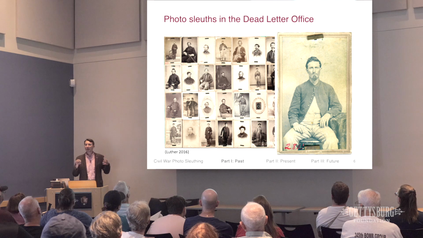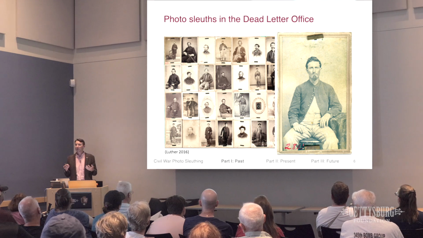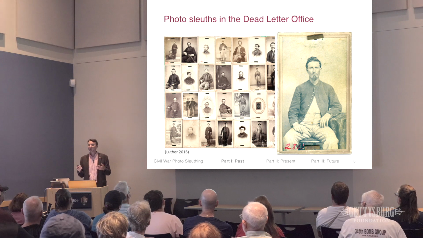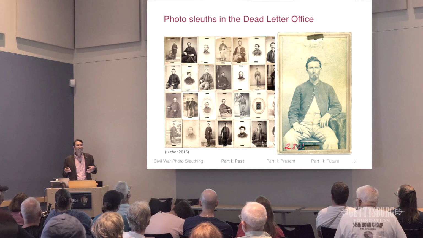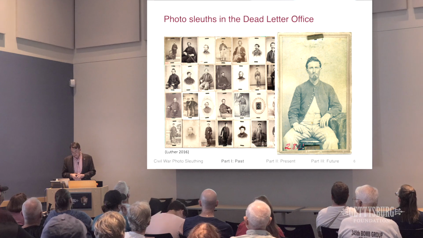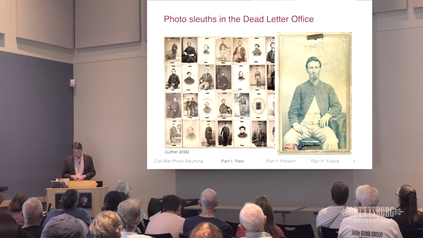First, they do what's called a blind reading. They try to figure out the address from reading the envelope. If that doesn't work, they're allowed to open it up and start rooting around inside and reading the letter's contents and figuring out where this might be headed, who's mentioned in the letter, that sort of thing. And oftentimes there's photos in those envelopes.